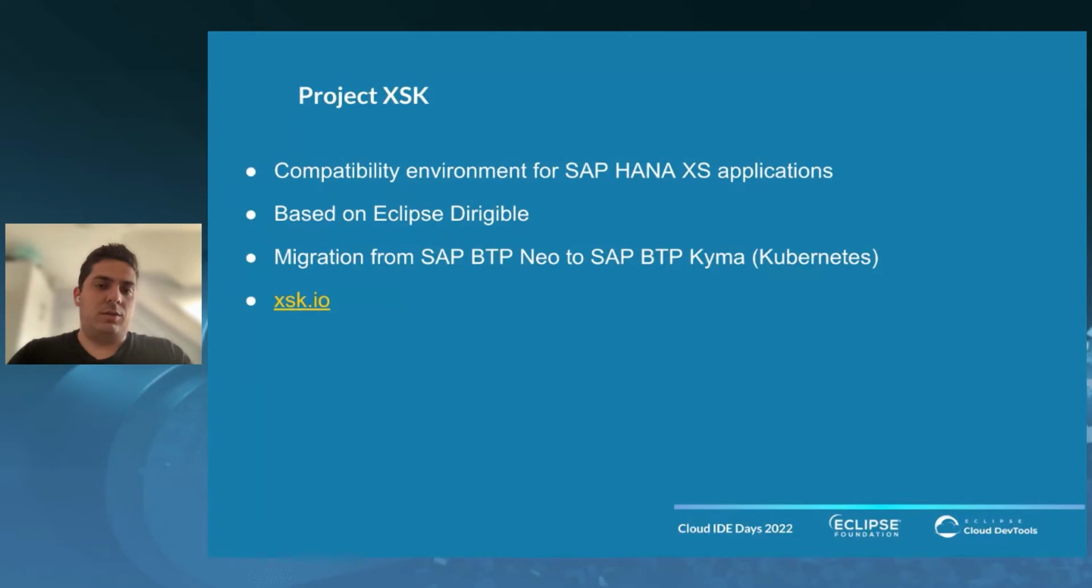It turned out that these kinds of applications are really hard to migrate to the new platforms. What we did was use Eclipse Dirigible to build a foundation layer, and on top of that we added the XSK modules, which can support the execution of SAP HANA XS applications. I won't really talk about the SAP HANA XS applications themselves, but rather about the extensibility and modularity that Eclipse Dirigible provides, and how we built this open source project.